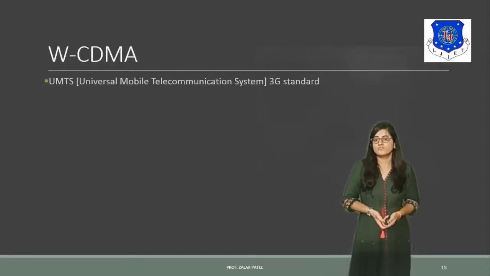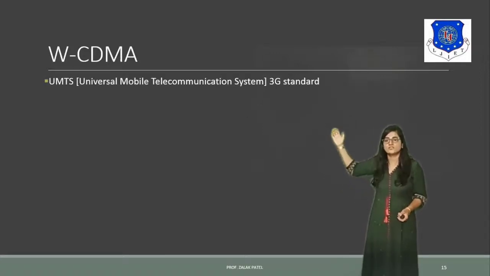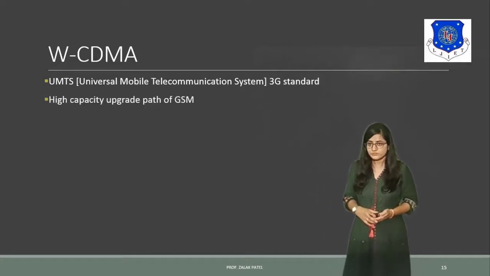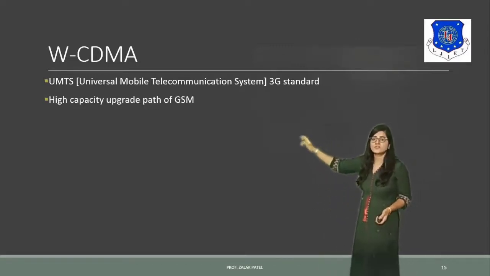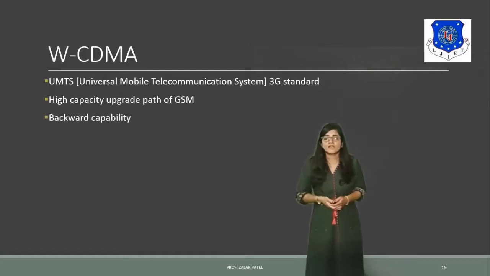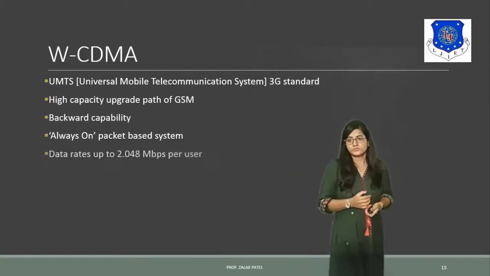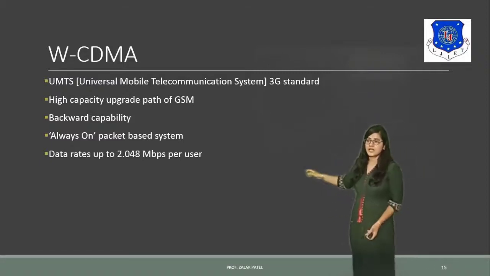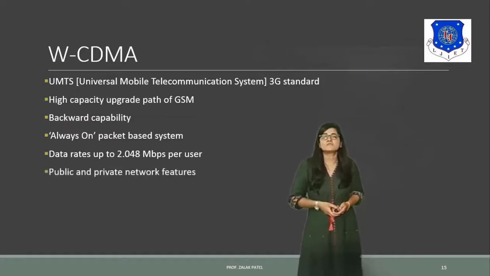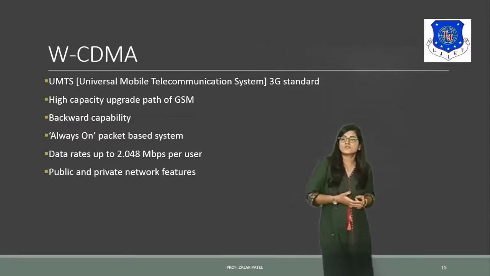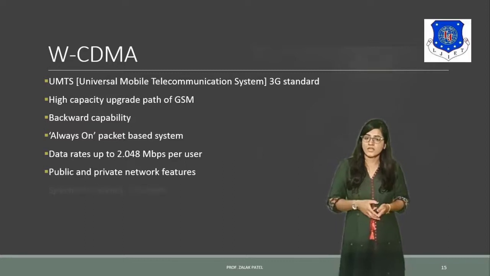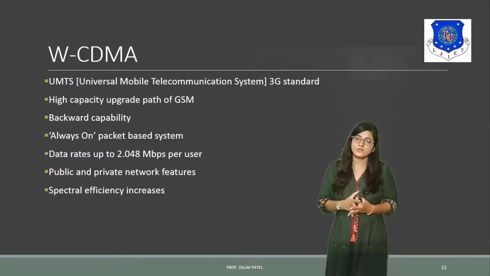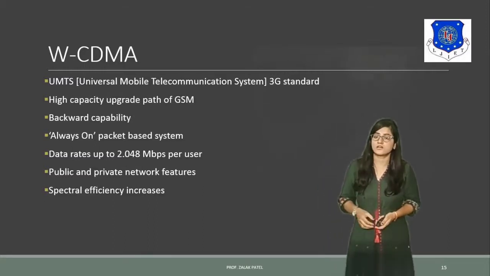First, let's talk about WCDMA, wideband CDMA. It is based on UMTS, that is Universal Mobile Telecommunication System, a third generation standard. It has a high capacity upgrade of GSM and backward compatibility with AMPS also. Always on, and this is a packet based system, so it offers a great data rate of 2.048 Mbps per user. One can use it in public and private network features, and spectral efficiency also increases in this case. So the user can utilize the channels perfectly by using this technique.